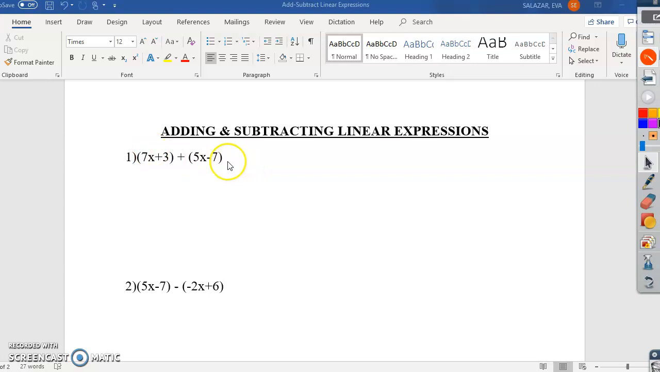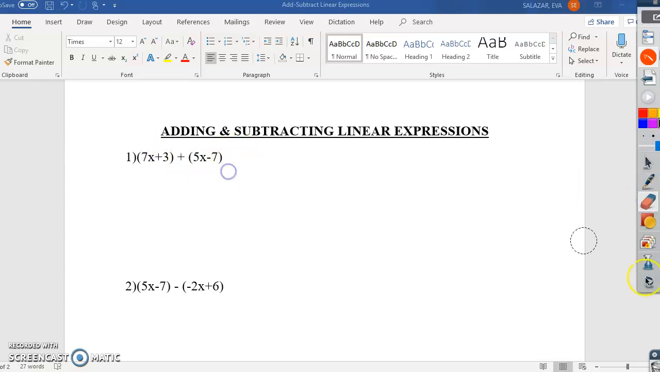Now, the thing with linear expressions, you have to remember that whenever you see a plus sign, like on this one, nothing's going to change. The second expression here will not change. So one of the first steps is to remove the parentheses. I'm just going to look at this expression. It has 7x plus 3 plus 5x minus 7. So parentheses are eliminated.